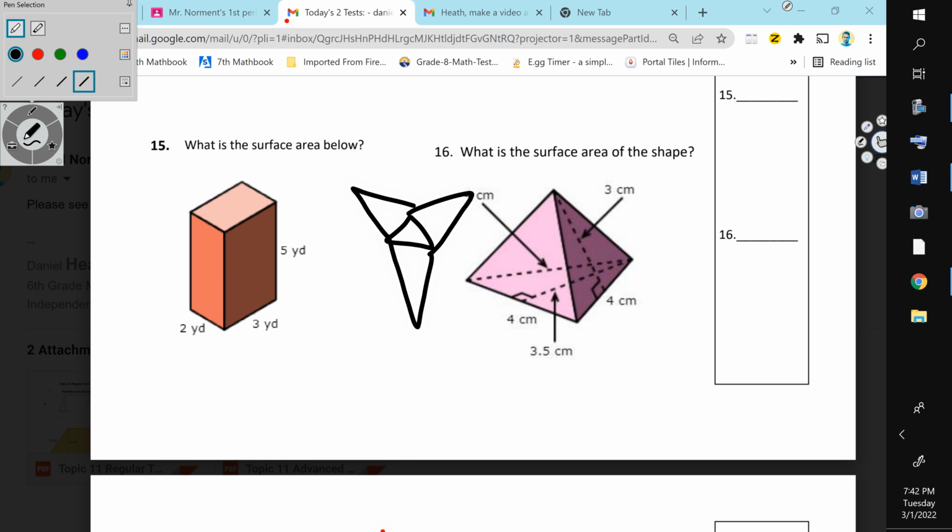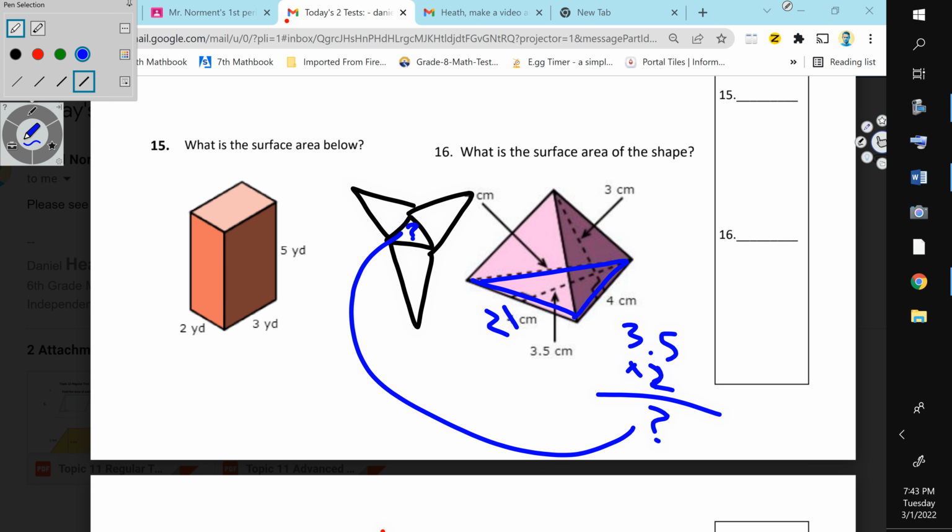It's a triangular based pyramid. Starting with the base, 4 by 3.5, I would cut this in half. And you're going to do 3.5 times 2. And that's going to give you the area of that triangle right here, okay? And then all you have to do is find the area of this triangle, and whatever that area is, it's going to go here, here, and here, and then add up those 4 numbers together.